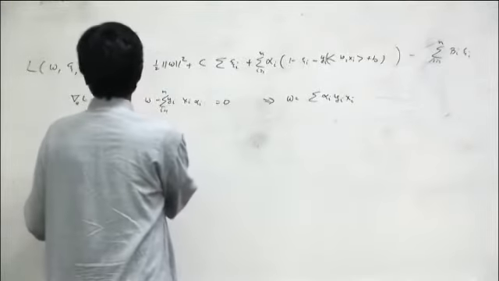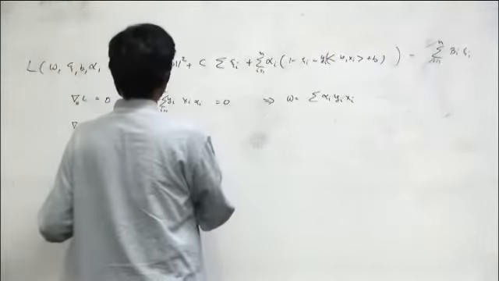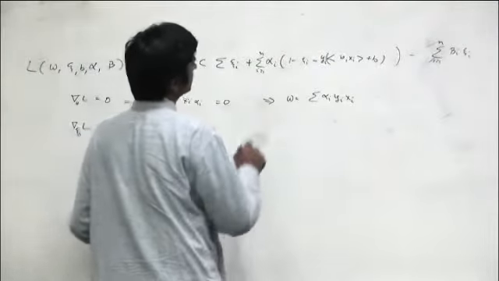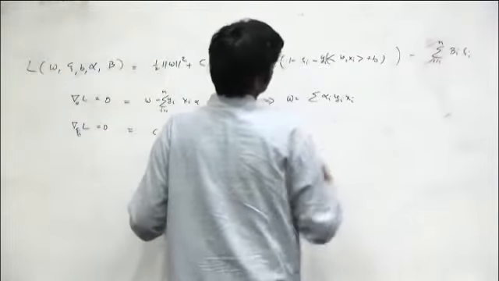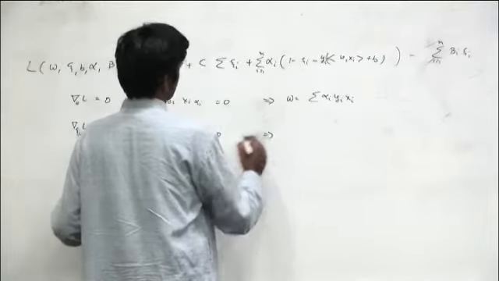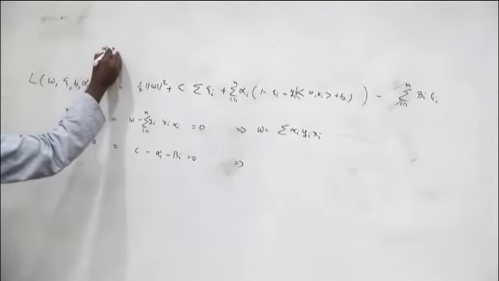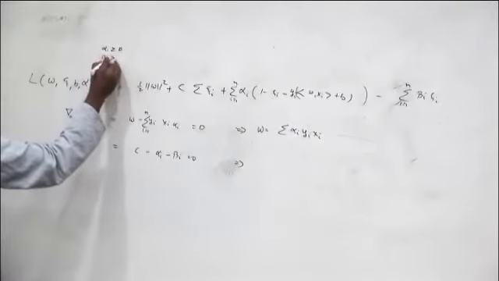So you get psi I, you get C minus alpha I minus beta I must be equal to 0. And one of the properties of when you're introducing these dual variables is that they must satisfy this condition. The alphas and the betas must be non-negative.